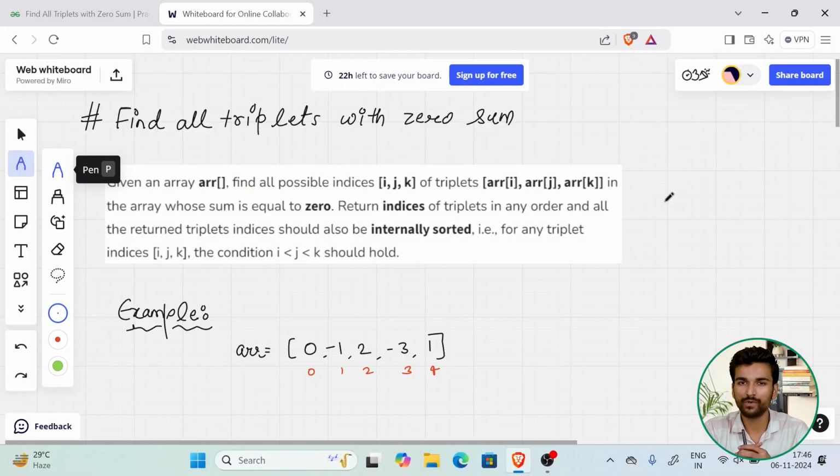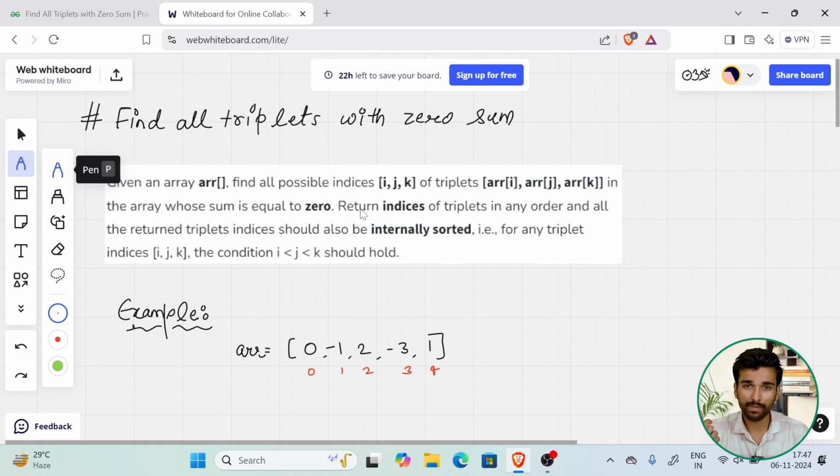So today we are going to discuss the problem of the day, that is find all triplets with zero sum. Okay, so let's quickly have a look at the problem statement. Our problem says that given an array arr, find all possible indices i, j, k of triplets, arr[i], arr[j], arr[k] in the array whose sum is equal to 0.